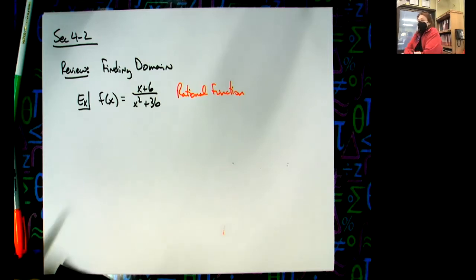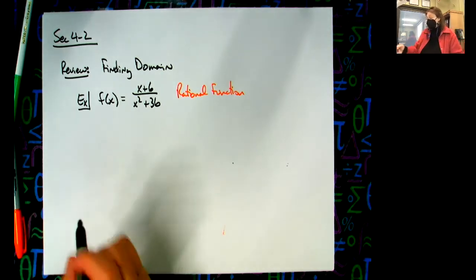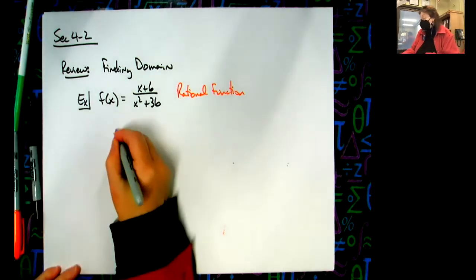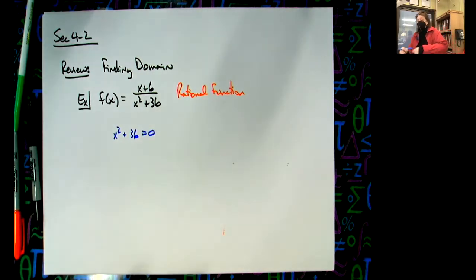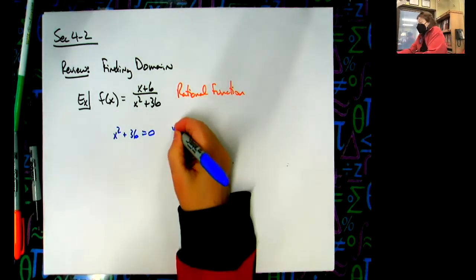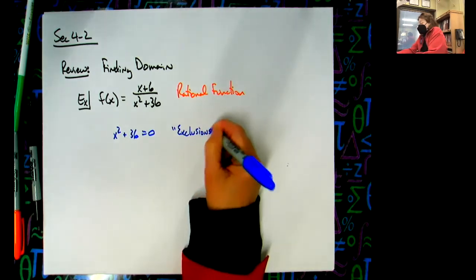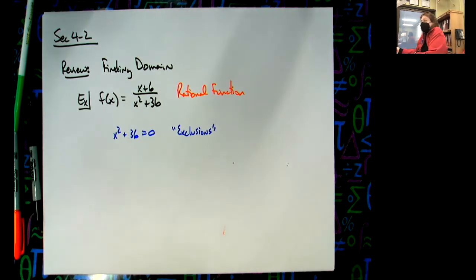How about just equal to? The greater than or equal to part's on the square root function. Okay, so we take that denominator and we set it equal to 0. I'm going to go to a different color here. So I'm going to take the x squared plus 36 and set it equal to 0 because I'm trying to find my exclusions. So when I solve this equation, it's going to give me the numbers that are not in the domain.